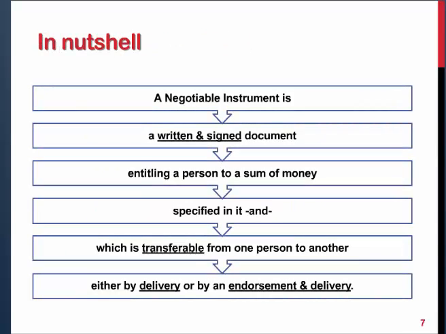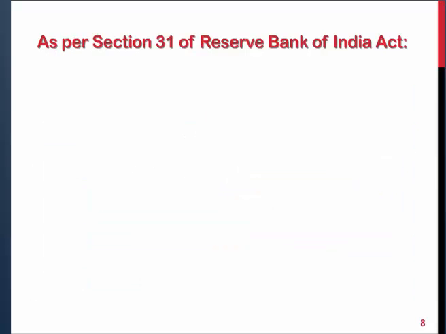In a nutshell, a negotiable instrument is a written and signed document entitling a person to a sum of money specified in it and which is transferable from one person to another, either by delivery or by endorsement and delivery. Dear students, we must know what Section 31 of the Reserve Bank of India Act says about negotiable instruments.